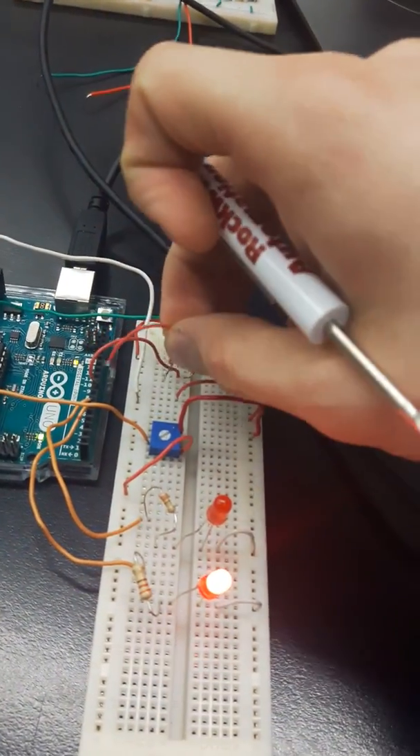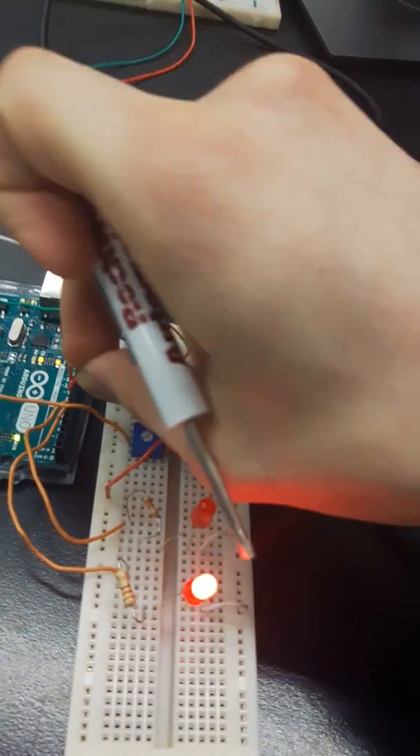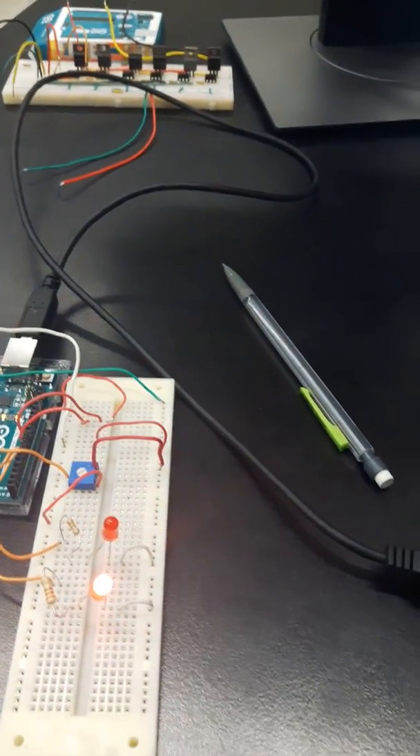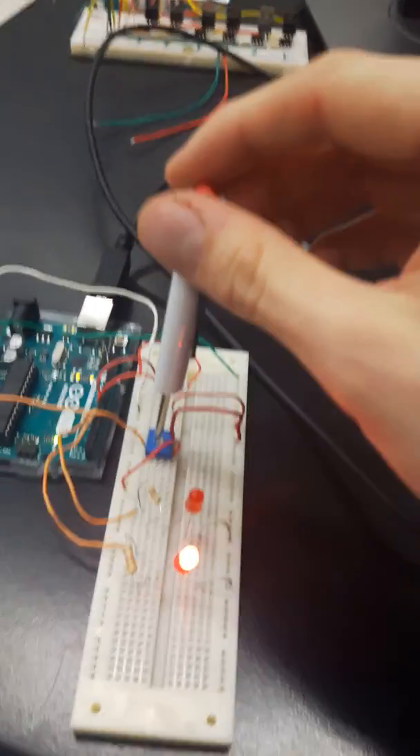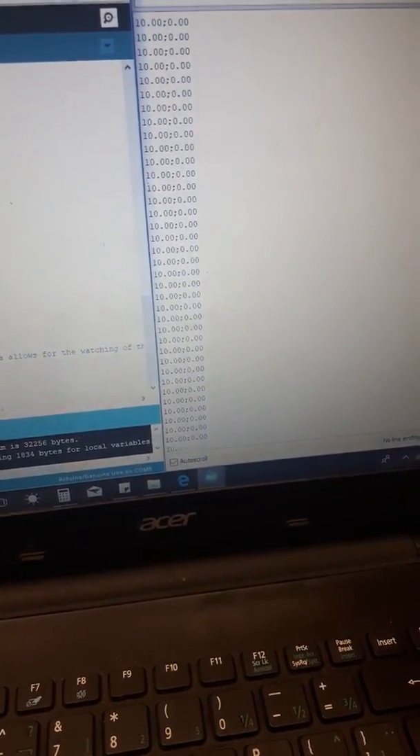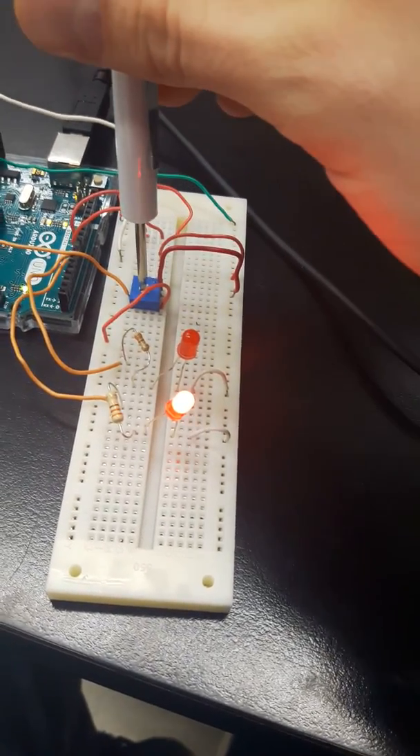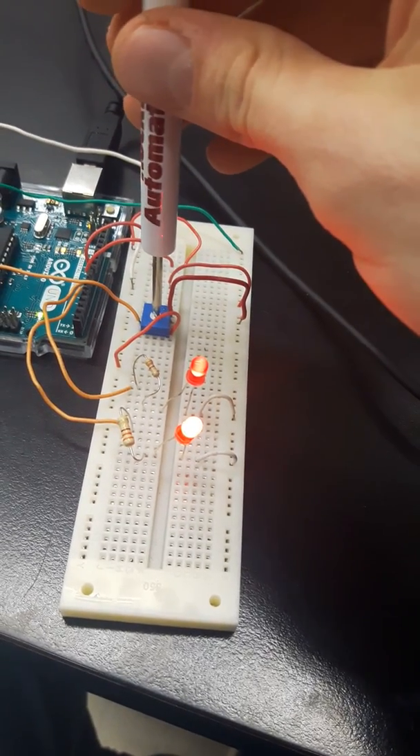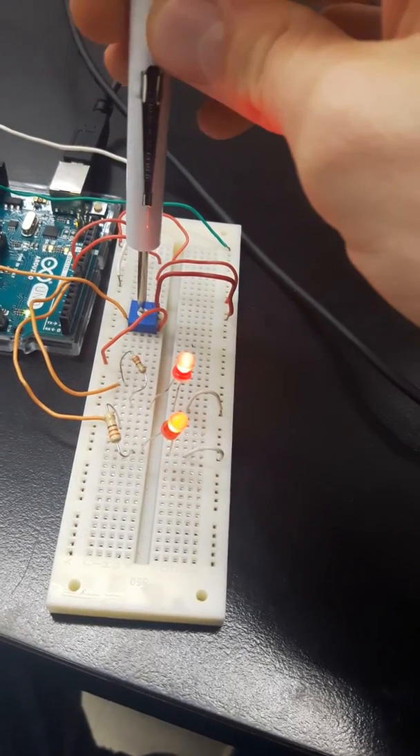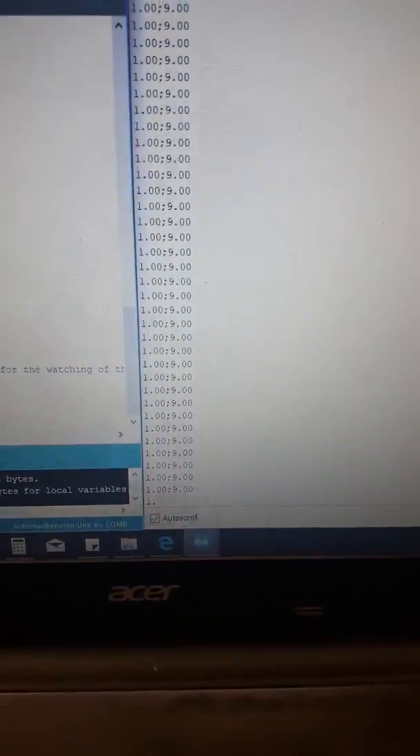If I were to put both high, we get a time of 10 milliseconds or a frequency of 100 hertz as displayed on the serial monitor. Because we have the pot set so that there's no duty cycle, we must turn it, and it goes up to a 90% duty cycle displayed here.